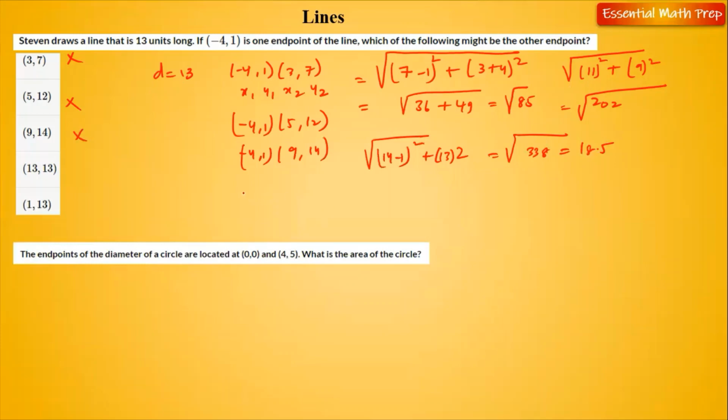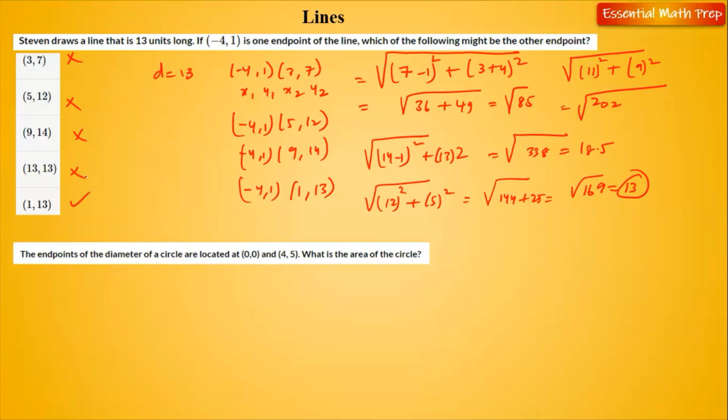So -4, 1. Let's do the 1, 13. That looks promising. So it's 13 minus 1, which is 12 squared, plus 1 plus 4, which is 5, squared. So 144 plus 25 is 169. Bingo. That's 13. So I got it. So the others had to be incorrect. I don't think you can get around it. There may be an easier way. If you know of an easier way than the one I have done, please let me know in the comments box below. Let's go to the next problem.